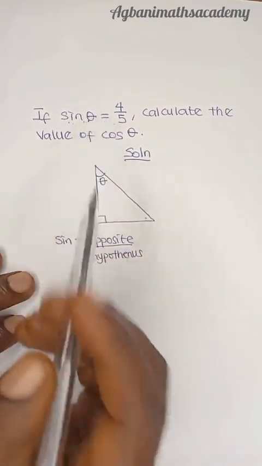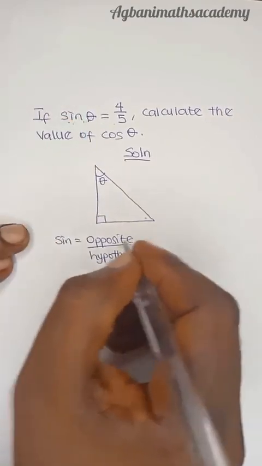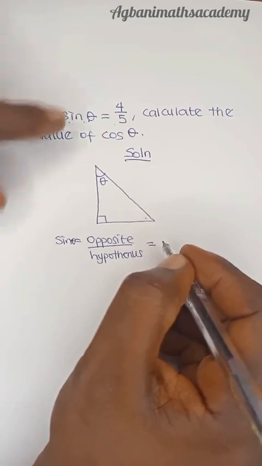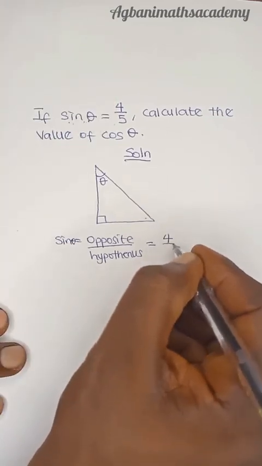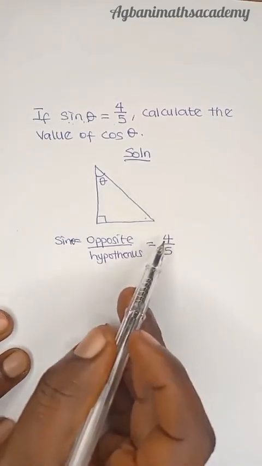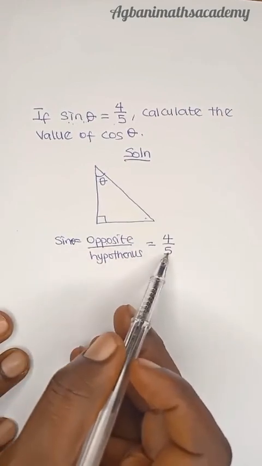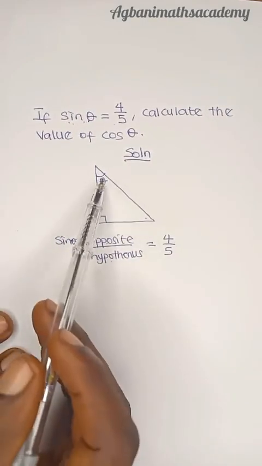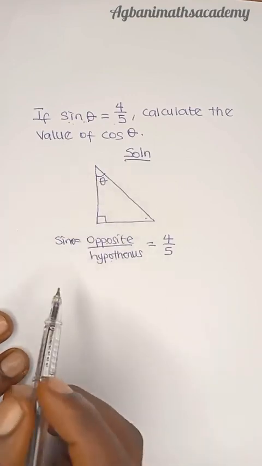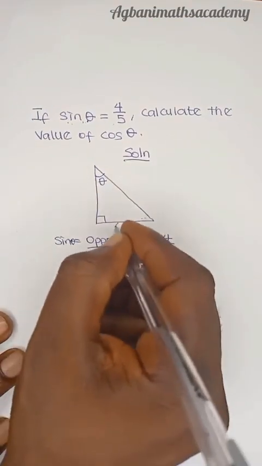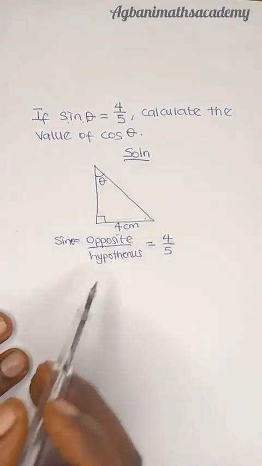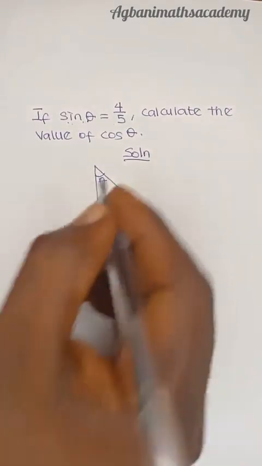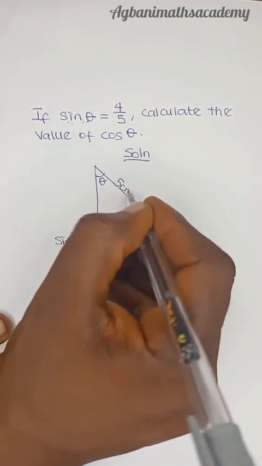So let's look at this. If sine theta is equal to opposite over hypotenuse and we have it equal to 4 over 5, this means that 4 is the opposite and 5 is the hypotenuse. The opposite side is the side directly opposite the angle in question. So here will be 4, let's call it 4 centimeters. And the hypotenuse is the slanting side opposite the 90 degrees. So here is 5 centimeters.